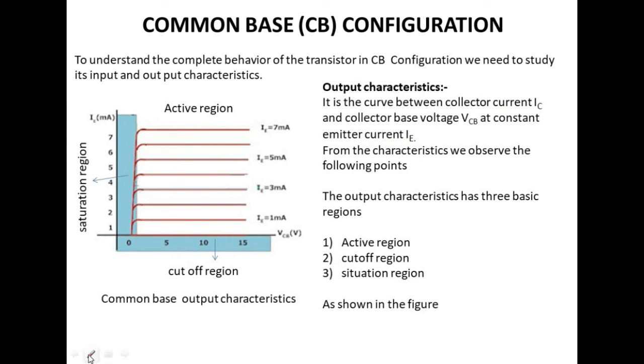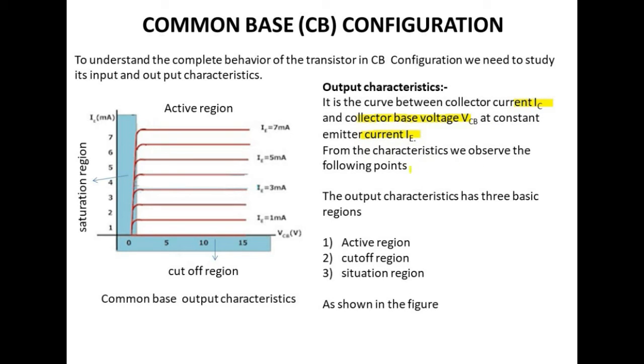Now come to the output characteristics of the common base configuration. To understand the complete behavior of the transistor in common base configuration, we need to study the input characteristics and output characteristics. We have studied the input characteristics. Now come to the output characteristics. It is the curve between the collector current, that is the output current IC, and the output voltage, that is the collector base voltage VCB, but at constant emitter current IE, that will be the input current.